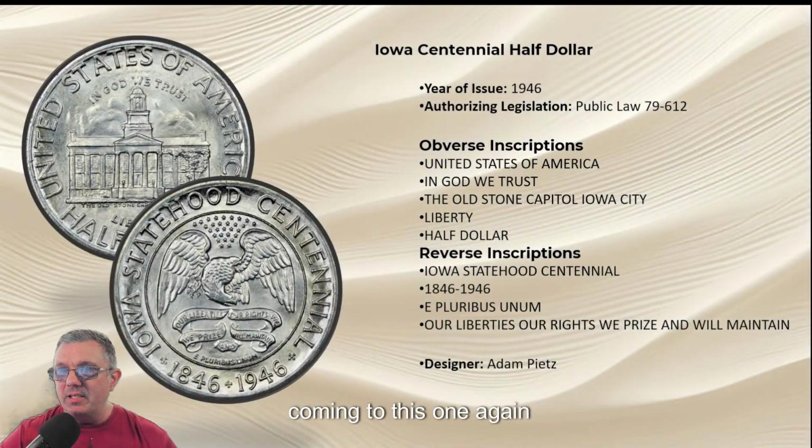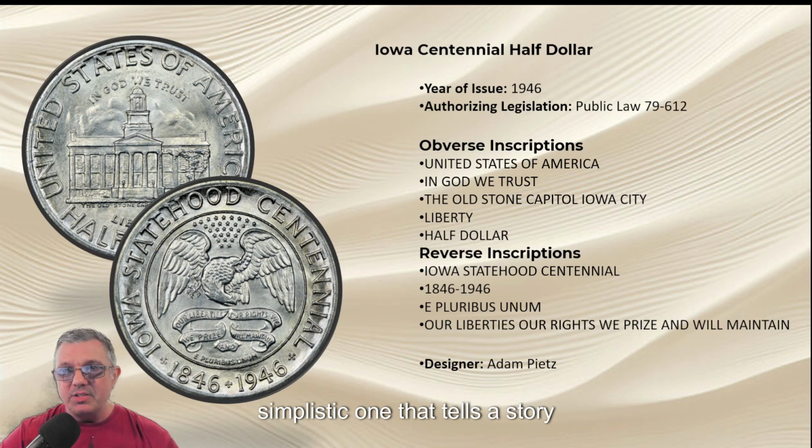All right, coming to this one, again, another very simplistic one that tells a story. It's Iowa, and it is the commemorative 100th anniversary of the state of Iowa. There you'll see on the reverse the Iowa State seal. You'll see that eagle, and then you'll see the number of stars that were in place when they came into the Union.